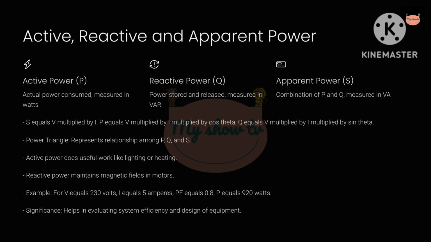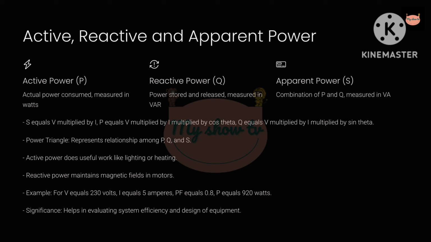In AC circuits, power has three components: active, reactive, and apparent power. Active power, also called real power or true power, is the actual power consumed by devices to perform work. It is measured in watts. Reactive power is the power that flows back and forth between the source and reactive components like inductors and capacitors. It does not do useful work but is necessary to maintain electric and magnetic fields. It is measured in volt-ampere reactive, or var.